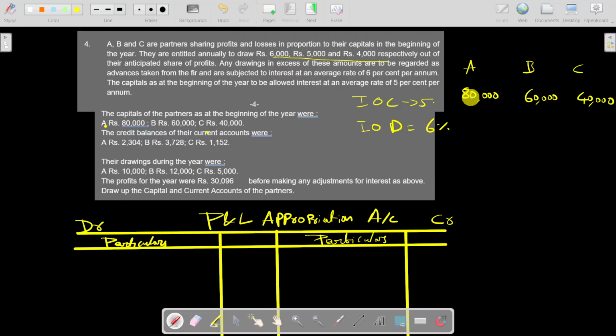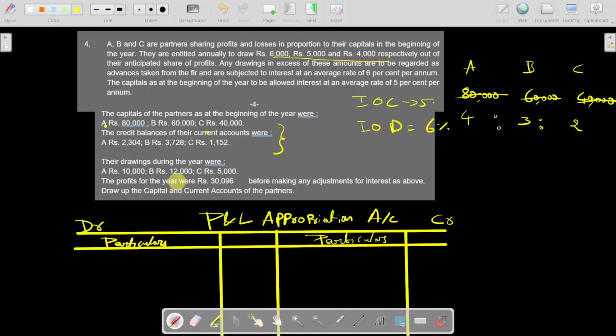Here, the four zeros will be cut down, and 2 4s, 2 3s, 2 2s. So 4:3:2 is their capital sharing ratio, profit sharing ratio. And the credit balances of their current accounts were given, and he has mentioned he is following the fixed capital method. So we have credit balances of current accounts. We have current accounts here. Their drawings during the year: A 10,000, B 12,000, C 4,000.